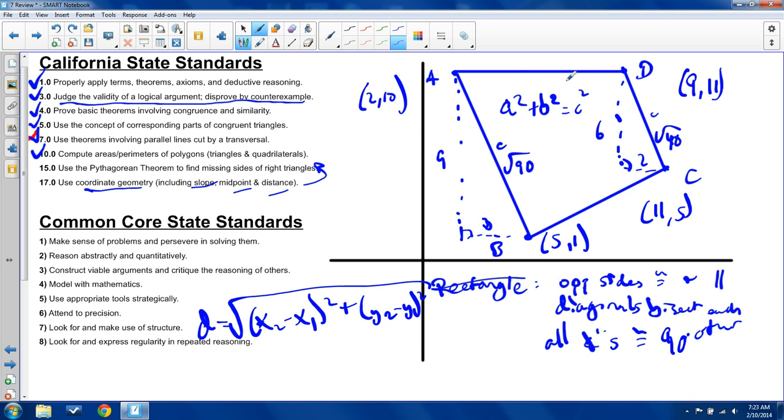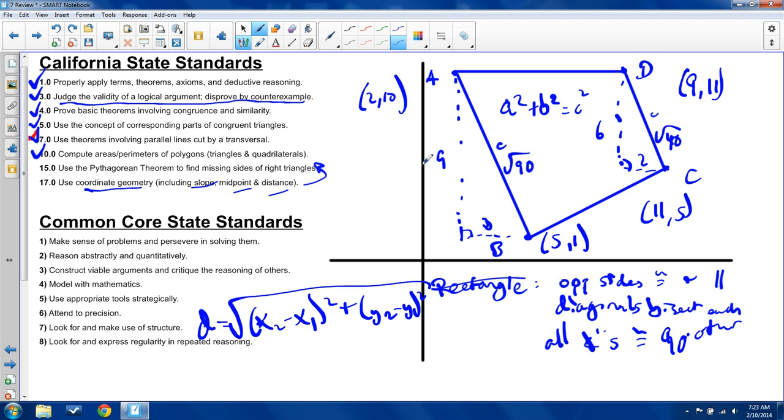It could still be a trapezoid. You have to figure out if these are parallel, though. This could still be a kite. Okay, so that's kind of how you figure things out. You start calculating based on that.